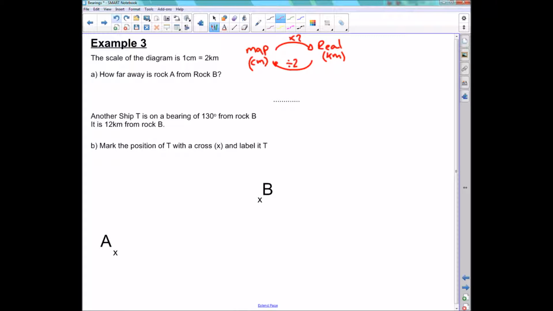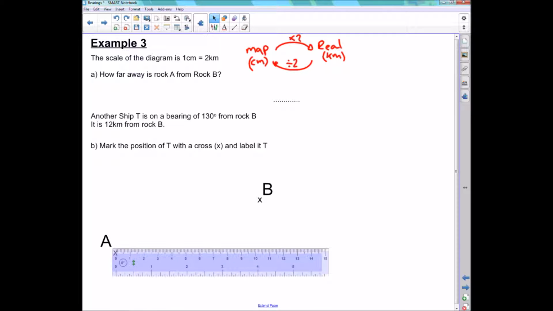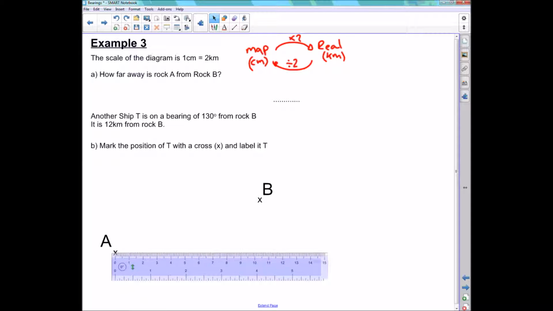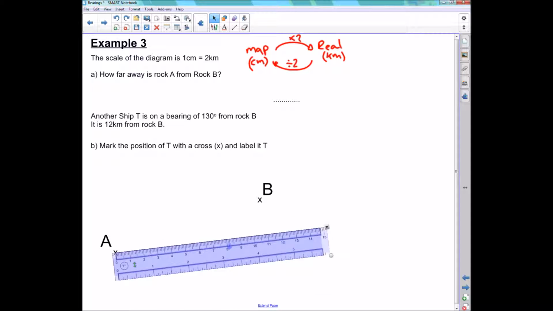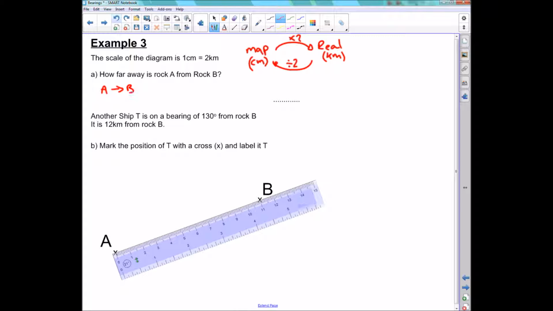Okay, so with that in our heads, we're now going to work out how far away rock A is from rock B. So getting my ruler out, I'm going to quickly put 0 on at A. Remember, you could just measure it from B as well. I'm going to tilt my ruler up so that it is level with B. And you can see here that the distance from A to B is 11 centimeters. So in real life, I need to times this by 2, which is 22, change the centimeters to kilometers, and I get 22 kilometers.